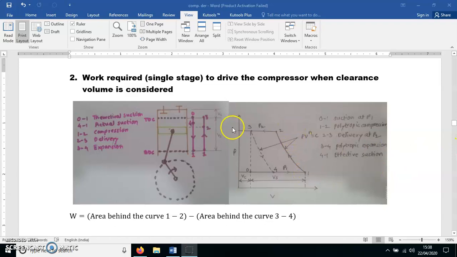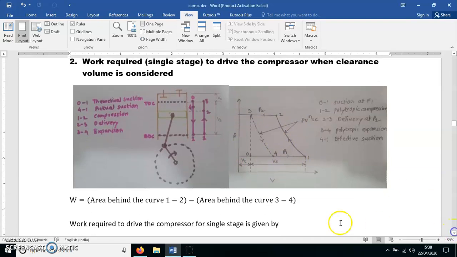So now if such a case is there, how to calculate the work required? Now this is the PV diagram when clearance volume is considered. Have you understood it? Okay, we'll go ahead now. So what is W now? As compressor is an open system, area of the cycle or a loop on a PV diagram is a work. So what is the cycle here?